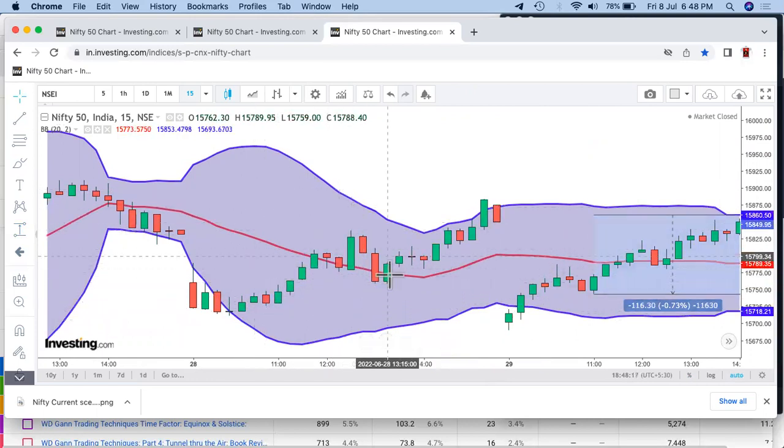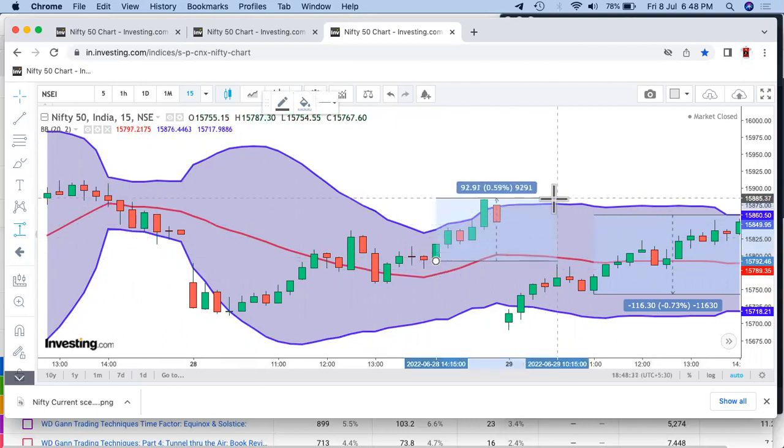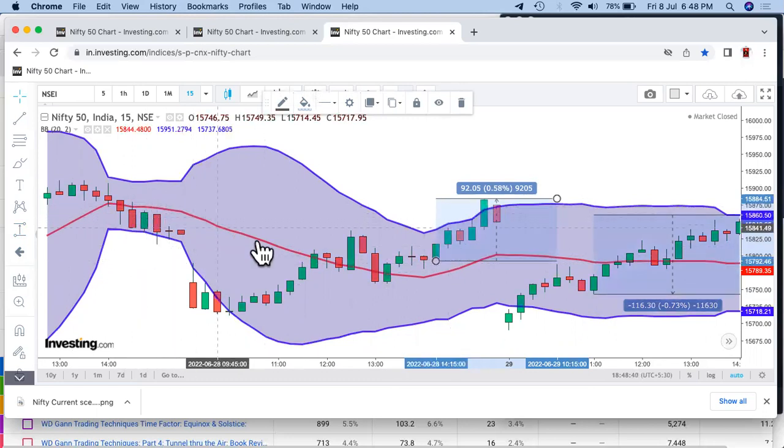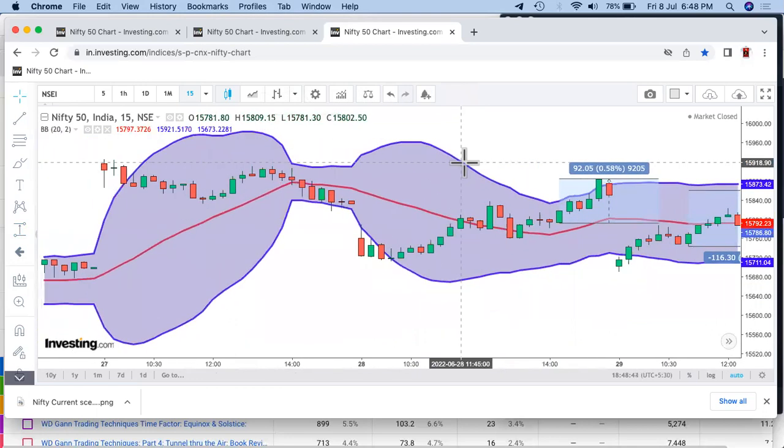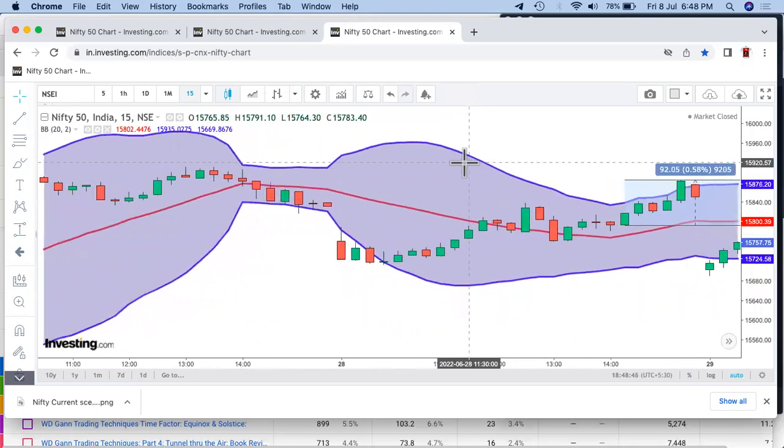Maybe again, taking a support at this point and going to the top, or maybe from here onwards. Why? Because this has given me a change of trend. 90 points. Why? Because this has become positive from here onwards, not before that. Before that, the moving average was more in a downtrend. Let's take a few more examples.